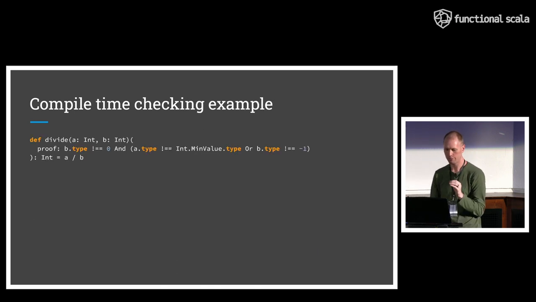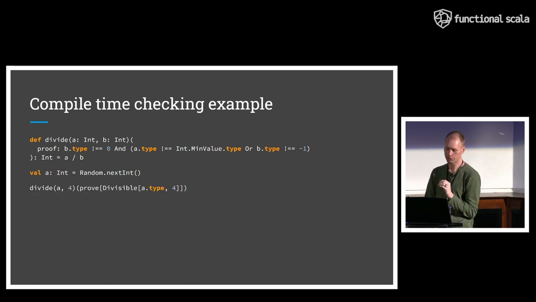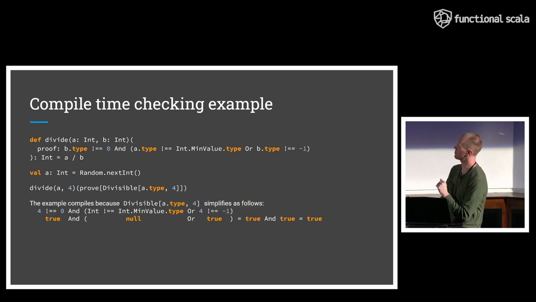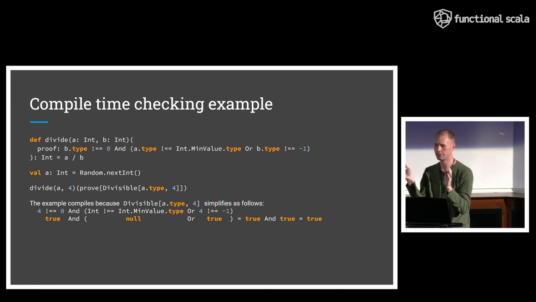So now, going back to our example, if we have a random int and we're trying to divide by 4, we can just call prove, and this actually checks out, and it'll let us do that because 4 not equal to 0, that's true. That second part, int not equal to int min value, that's null because we don't know. It's random int. And then that last part is true. Well, the null and true simplify to just true, and then we have true and true. That all winds up being true.